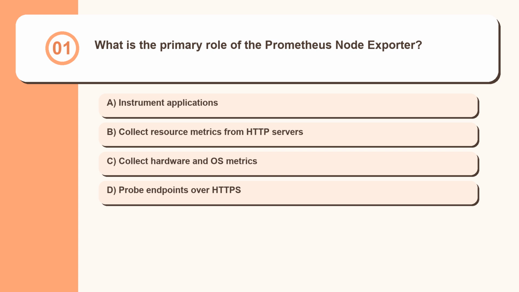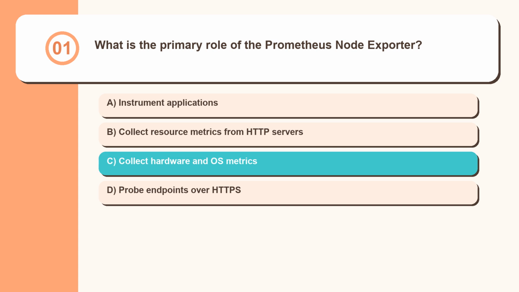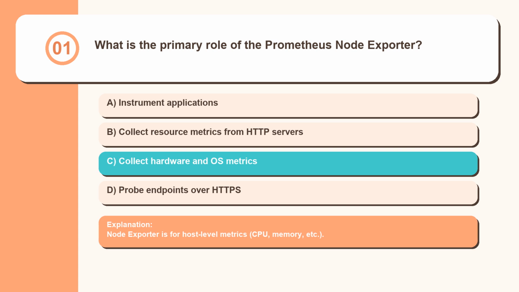Question 1. What is the primary role of the Prometheus Node Exporter? Instrument applications. Collect resource metrics from HTTP servers. Collect hardware and OS metrics. Probe endpoints over HTTPS. Node Exporter is for host-level metrics, CPU, memory, etc.